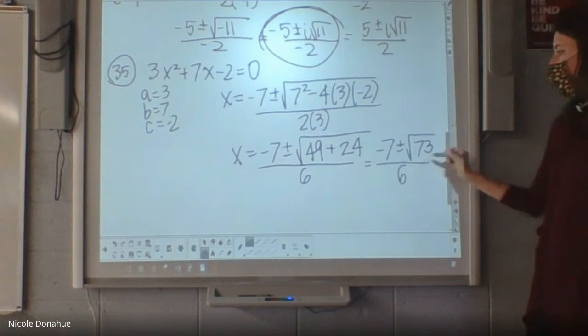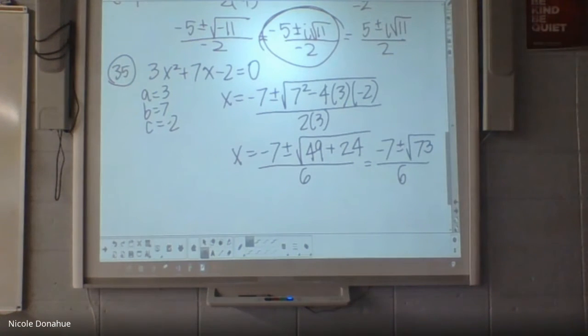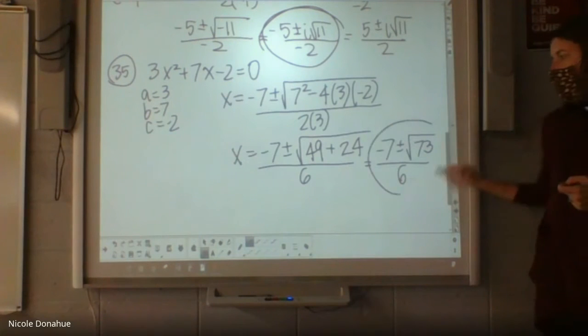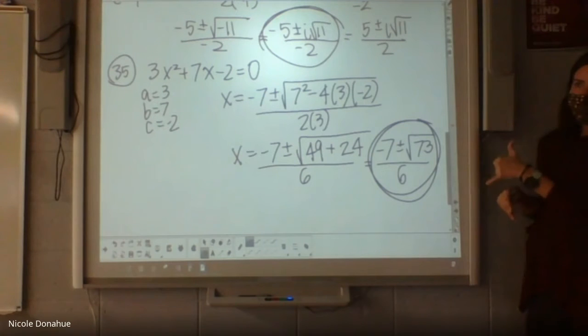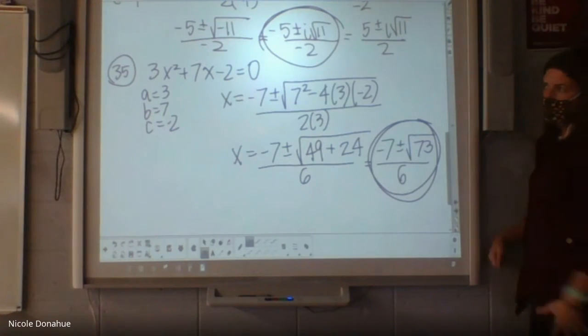And then square root of 73 cannot be simplified. It's a prime number. Nothing goes into 73, so we just stop here. You can't actually add -7 and the square root of 73 together unless you change that to a decimal. We don't want to do all that, so we'd stop right there.